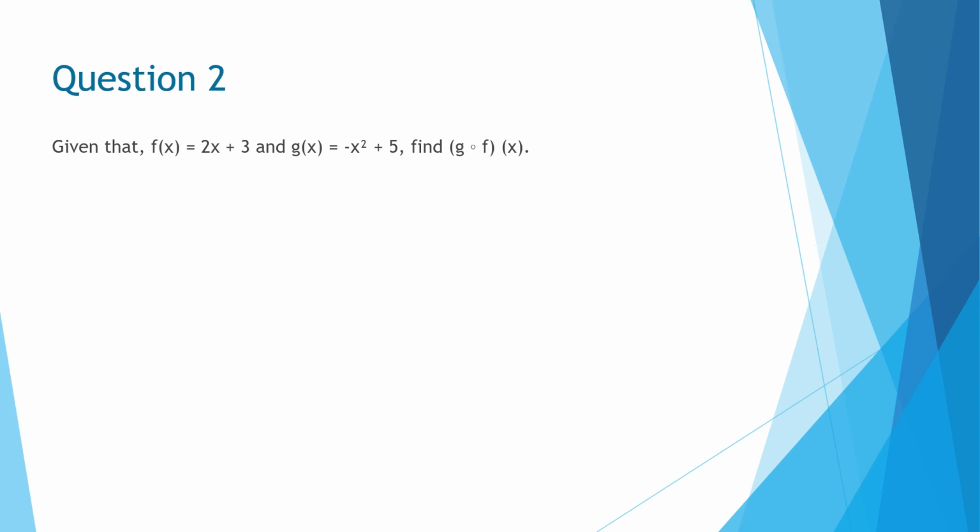Thank you. Thus, we're going to move on to question 2. Question 2 says that given that f(x) equals 2x plus 3 and g(x) is equal to negative x squared plus 5, find g of f(x).